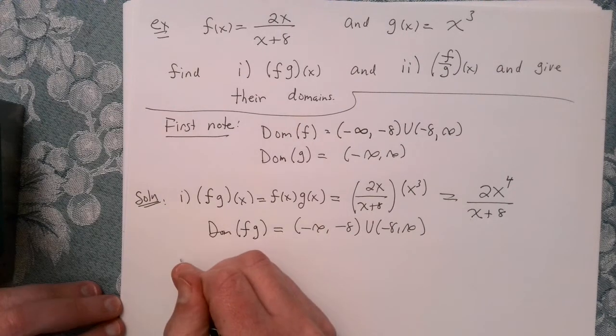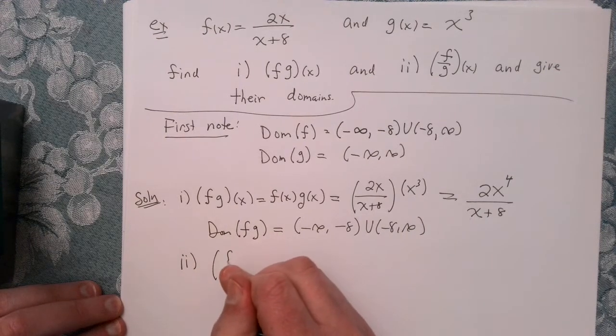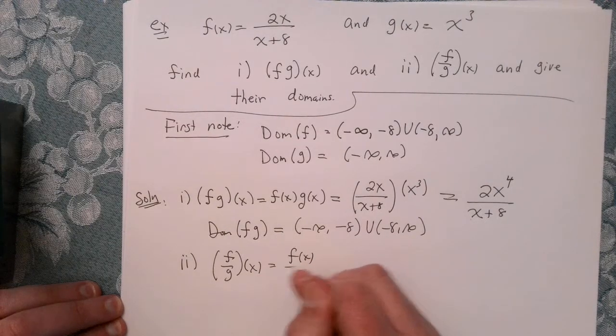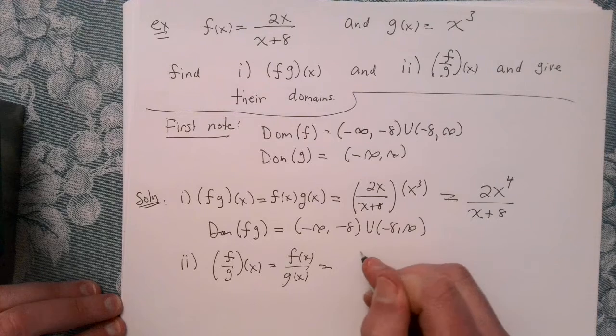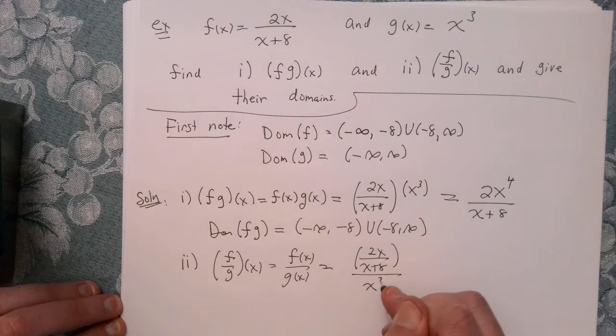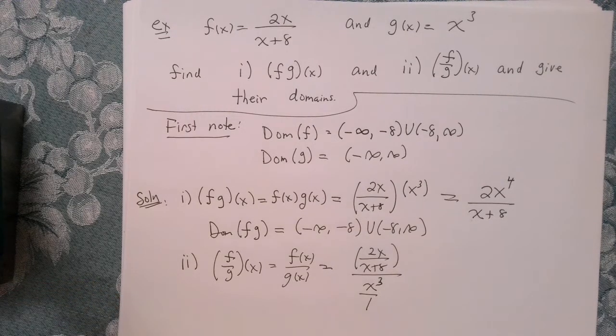Okay, so let's take a look at our quotient function. So f over g of x. Remember, to evaluate that, that's f of x over g of x. And so that's 2x over x plus 8 over x cubed. I'm going to write that as x cubed over 1. And I want to be careful, because even if this is a compound fraction, I want to avoid dividing by 0. So as of right now, I need to exclude 0, because here 0 makes g of x 0. So that's out. Keep that in mind.